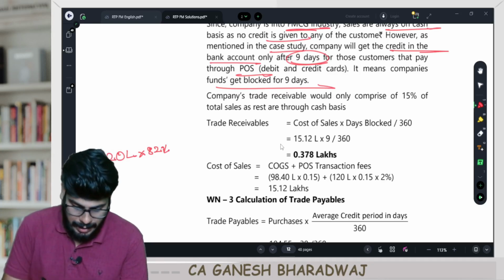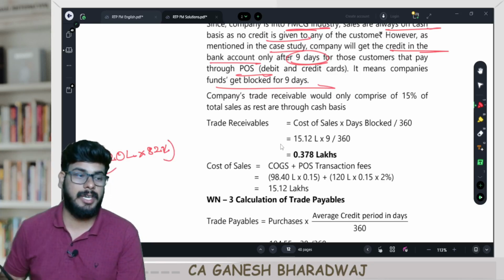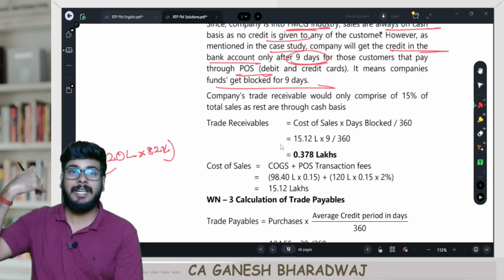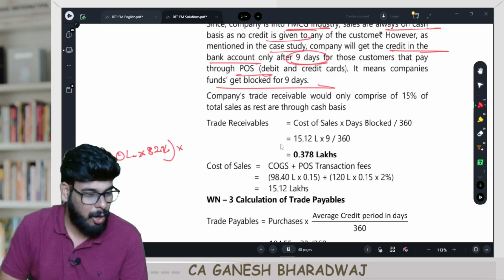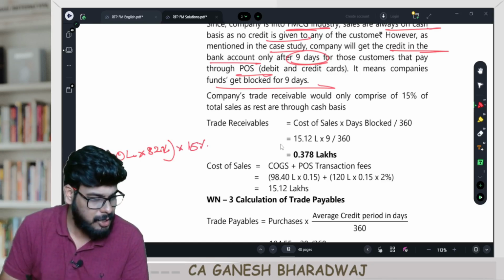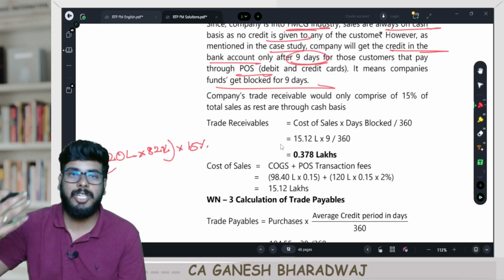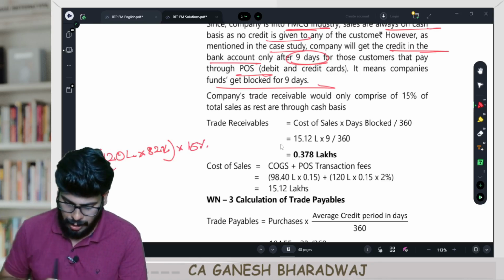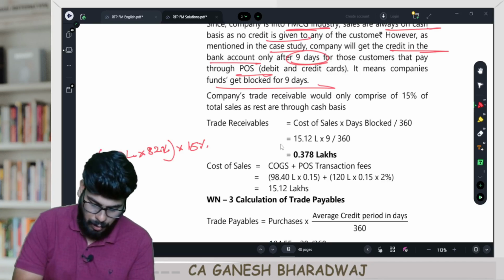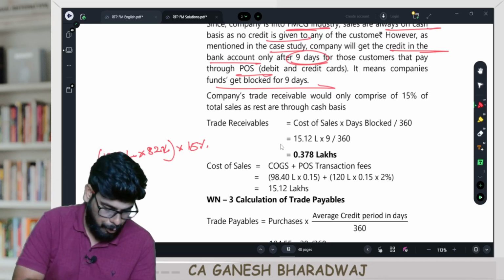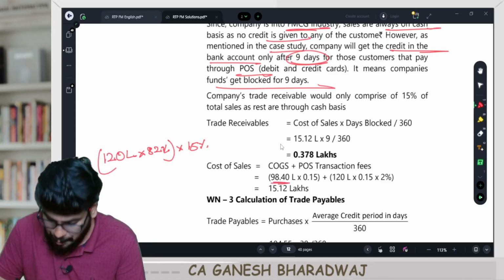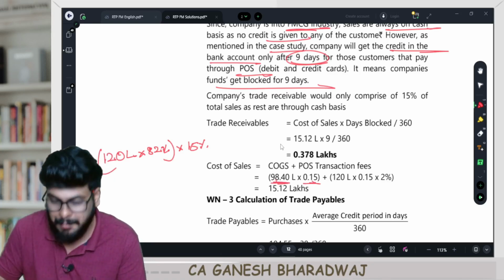Correct? Right? This is going to be the total cost of goods sold in a year. Now, that too not the entire cost of goods sold is getting blocked, because out of this only 15% of the customers use this point of sale machines. Correct? Are you clear with this? So how much is that going to be? 120 lakhs into 0.82, that's going to be 98.4, right, on that 15%, right?